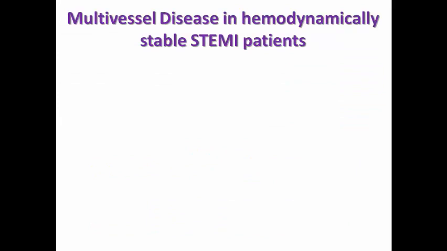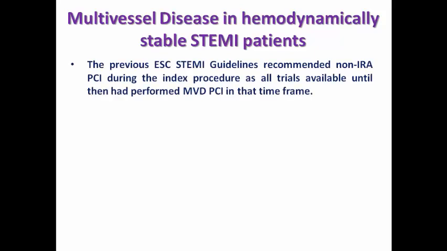The second situation, a patient with STEMI, but he is hemodynamically stable, and coronary angiography showed a culprit vessel, which is the infarct-related artery, and another non-culprit vessel or more. In the previous ESC guidelines for STEMI in 2017, they recommended non-infarct-related artery PCI during the index procedure because all the clinical trials at the time performed multivessel PCI in that time frame.